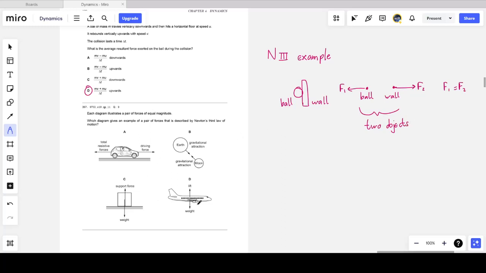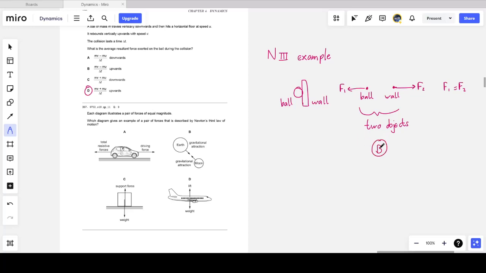For A, for C, and for D, we only have one object: the car in A, the box in C, and the plane in D. Option B is the only one where there are two objects. The Earth exerts a force on the moon, and so the moon exerts an equal and opposite force on the Earth. And so the only correct option there is option B.